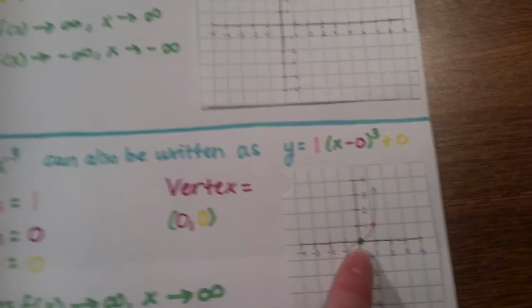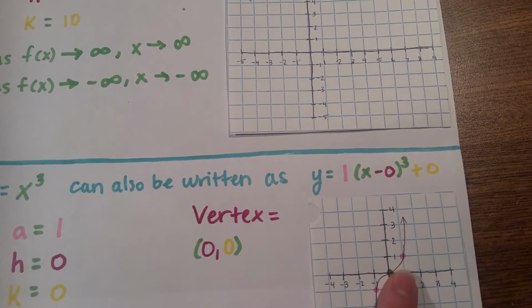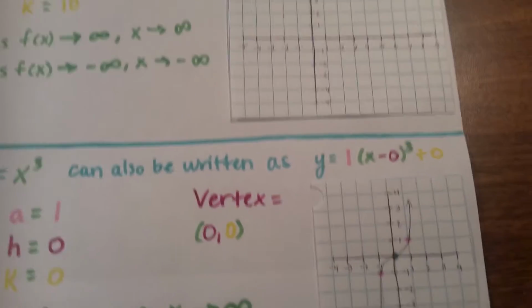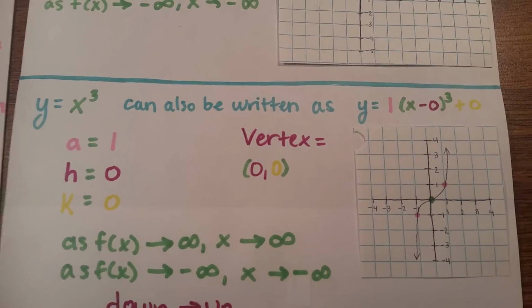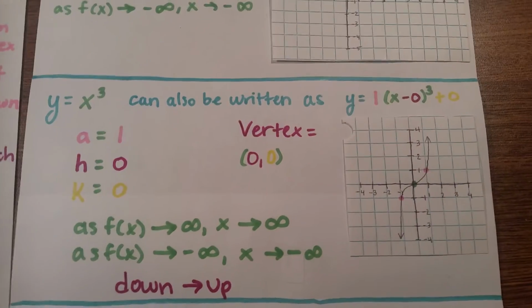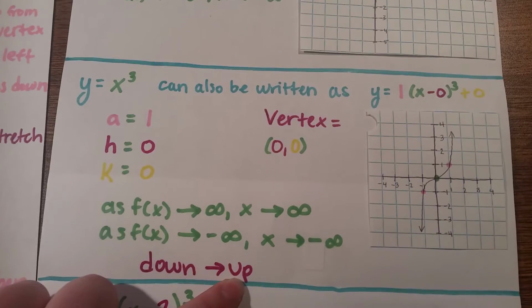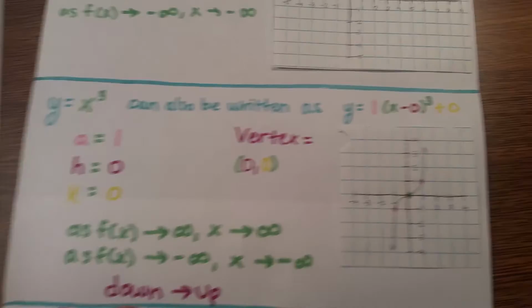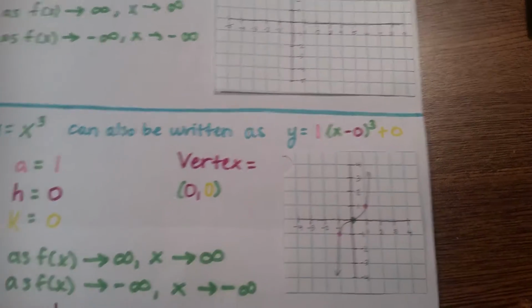Since a equals 1, it just goes up 1 from the vertex, and goes down 1 on the other side, since that's the opposite. So again, a is positive here, so end behavior goes up, and beginning behavior is going down. So, down, up.